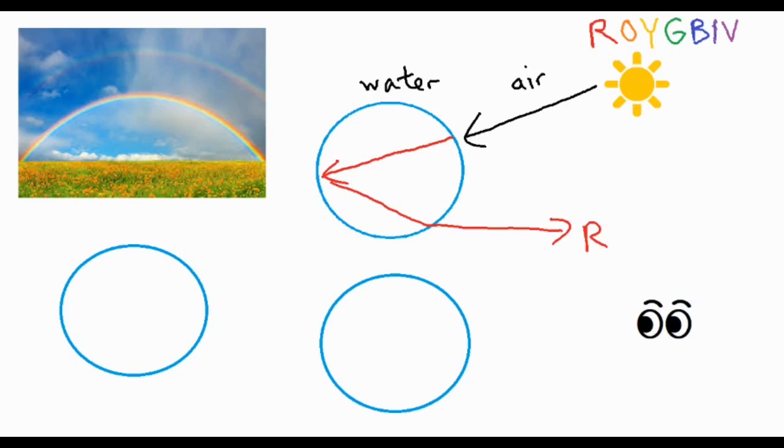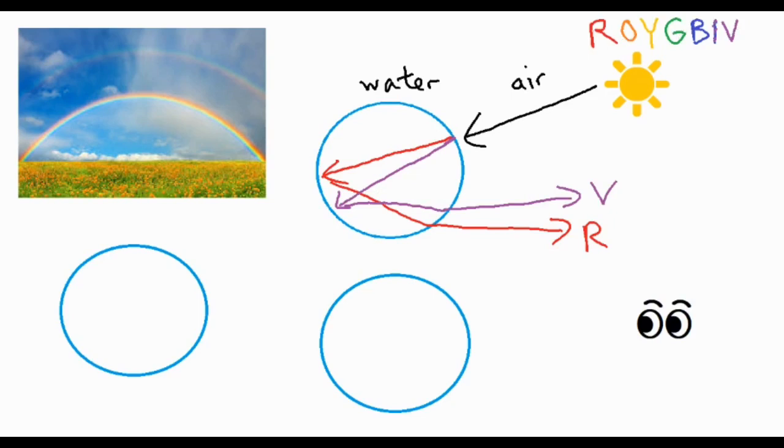Now, when the violet light or the purple light interacts with the water molecule, because it's higher frequency, higher energy, it happens to interact more with that water molecule and therefore gets bent more. So it gets bent more as it enters the water droplet, and then it comes out above the red. Okay, and all the other colors sort of fall in between.